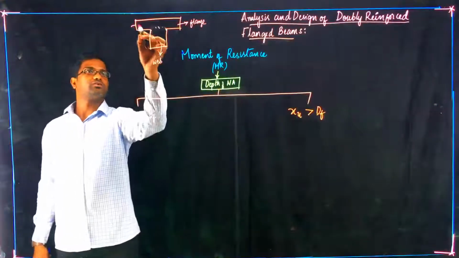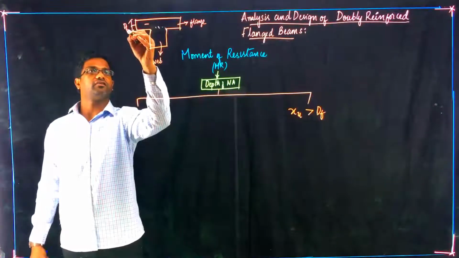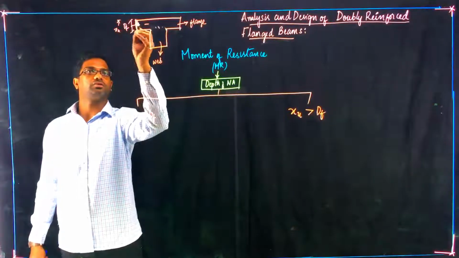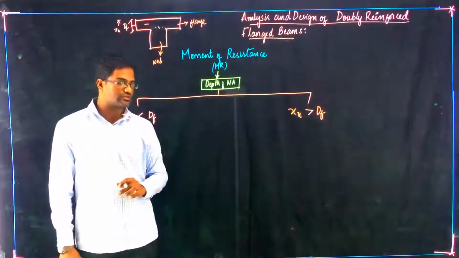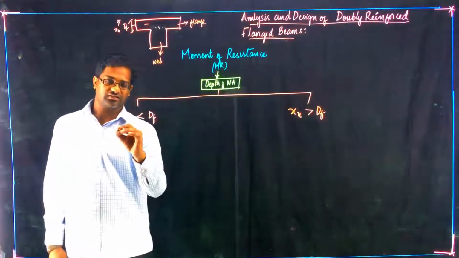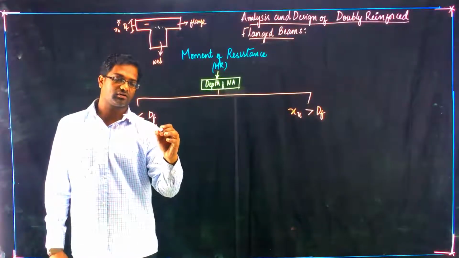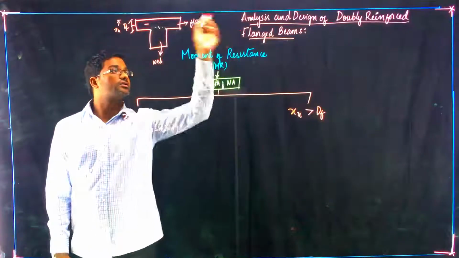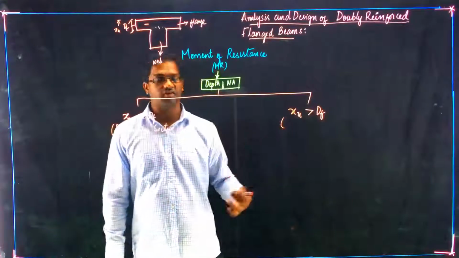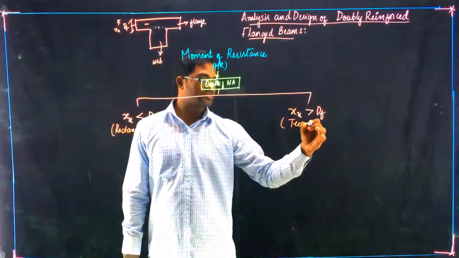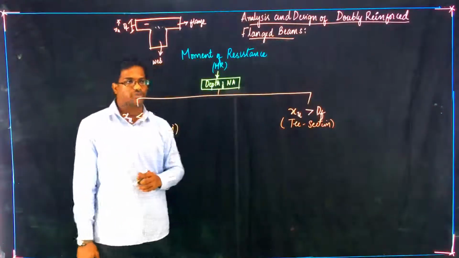When the neutral axis is within the flange, this is df, and we are trying to make out x here. Now if the neutral axis is within the depth of flange, we can say this section is a rectangular section, or in our case we should call it a rectangular doubly reinforced section. When the neutral axis is within the web, your beam will behave as a T section.